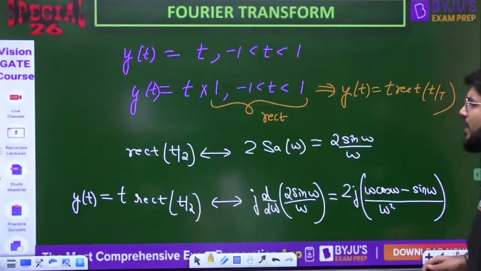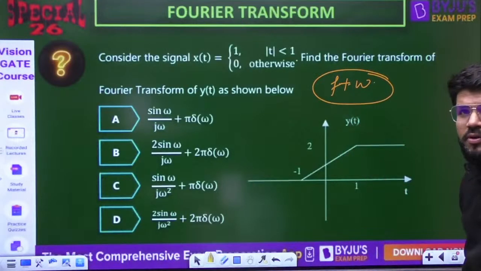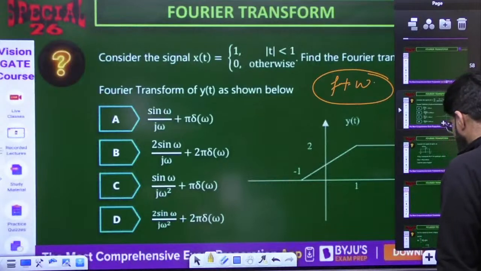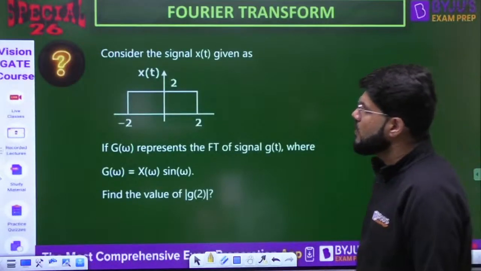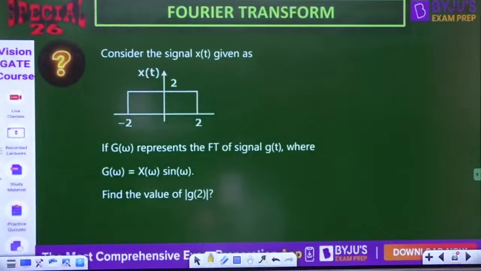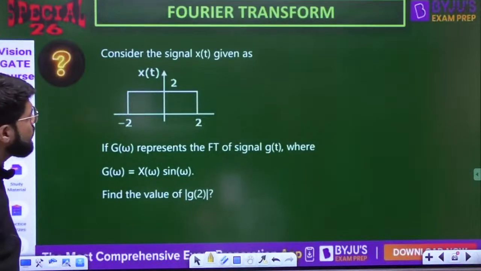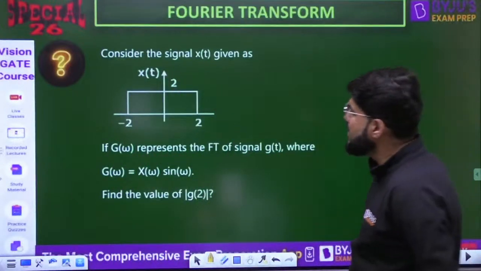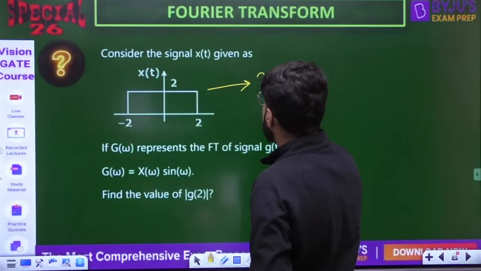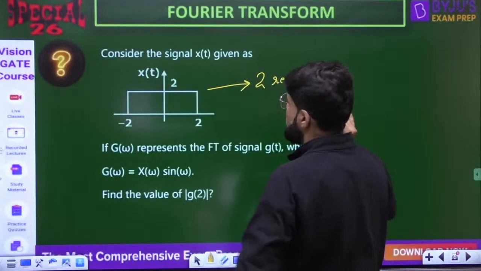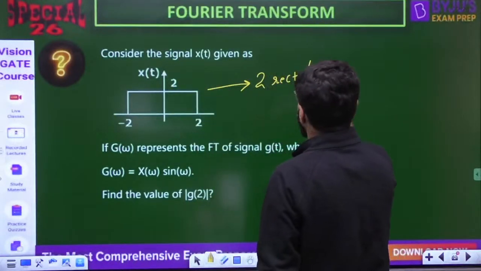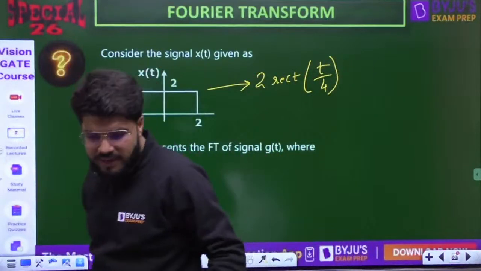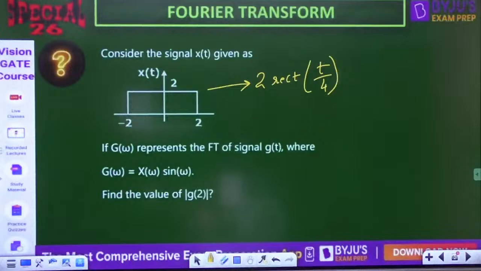So now, as I told you, one more question. This is going to be homework for you. It is again based on the rect signal. Next, consider the signal x(t) given to you. x(t) equal to 2 between minus 2 and 2. So what is the signal x(t) first of all? It is twice of a rectangle. When I say rect, it is amplitude 1, here amplitude 2. So I'll write 2 rect. The total width is 4, so I'll write down rect of t by 4.